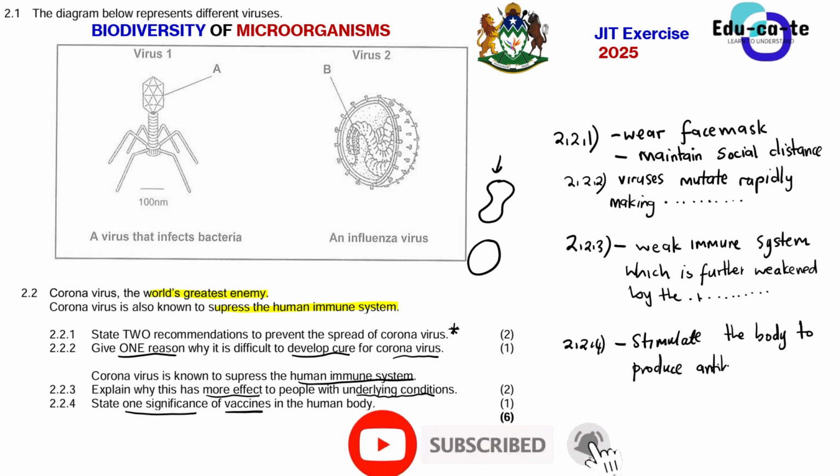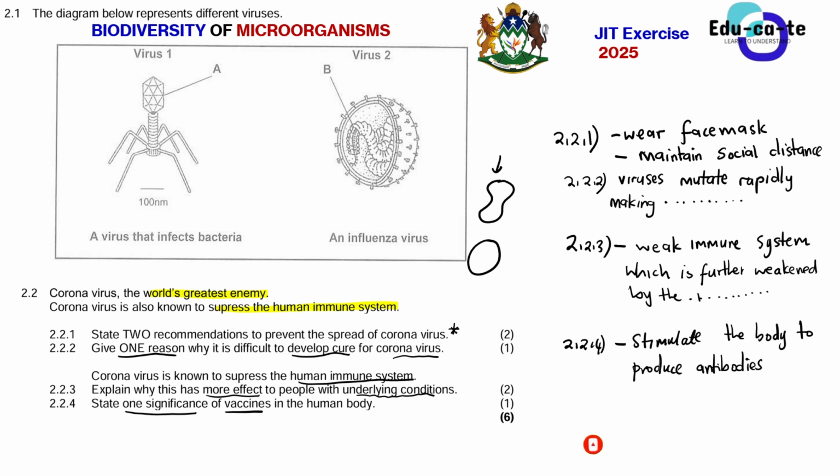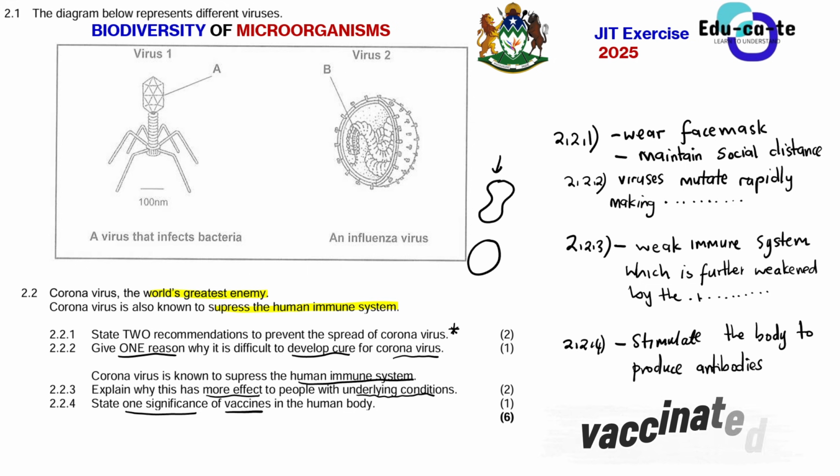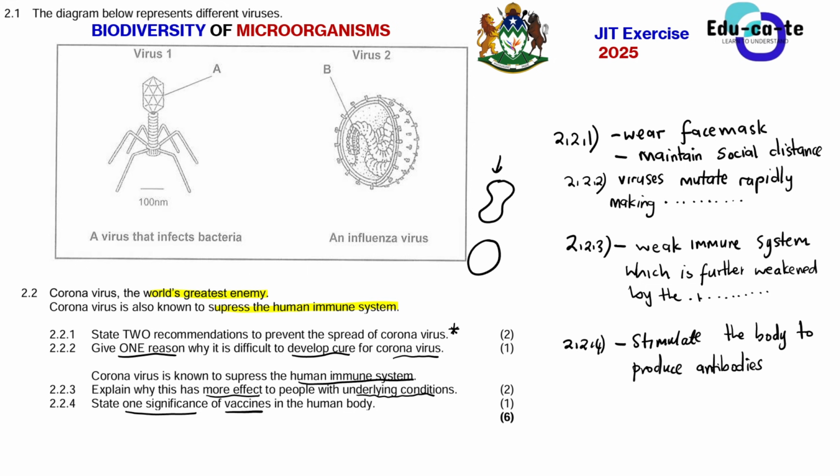So it's of great importance having a vaccine. When you go and get vaccinated, the vaccine will actually activate your immune system. The vaccine will cause your immune system to be more active and be able to fight infection effectively.